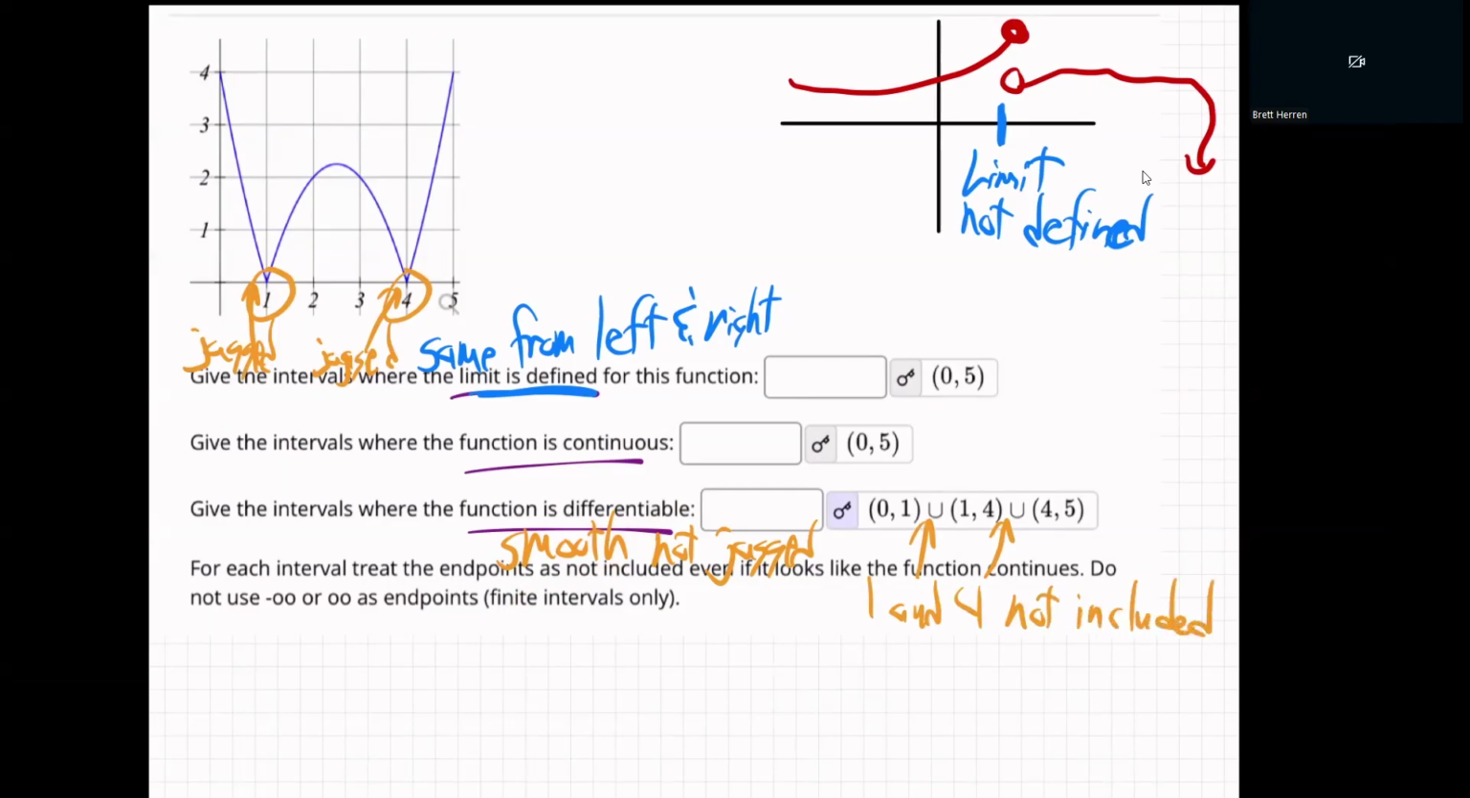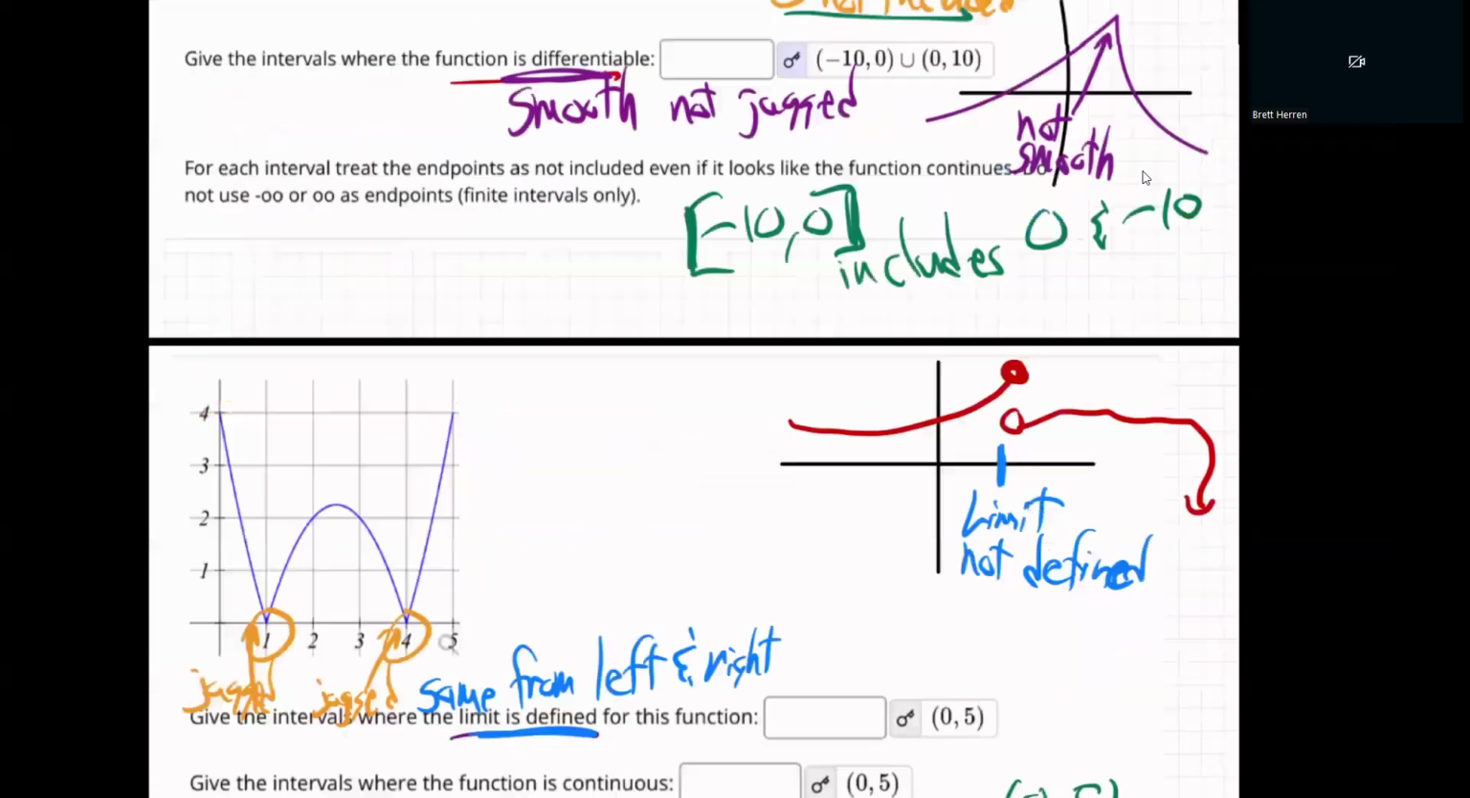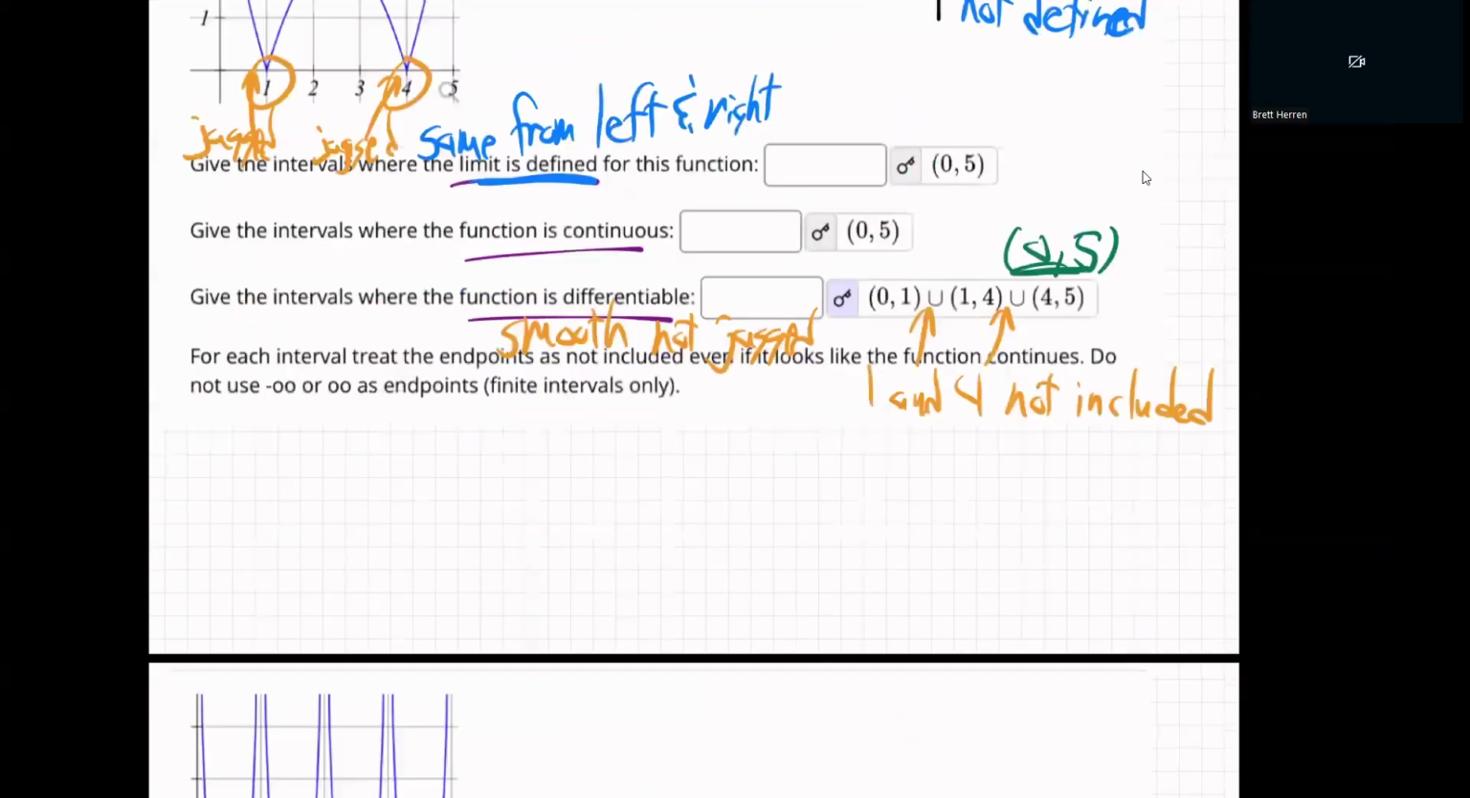Let me explain that notation. You might look at that and wonder how it's any different than just saying 0 to 5. Well, if you said 0 to 5, that would include 1 and 4, whereas this does not. Why does it not include it?